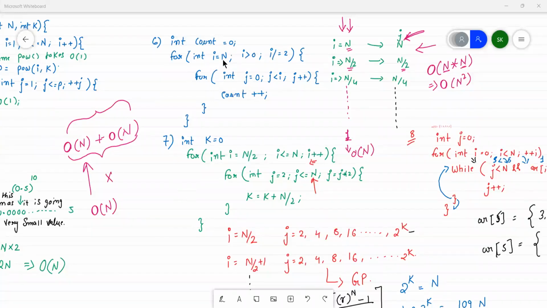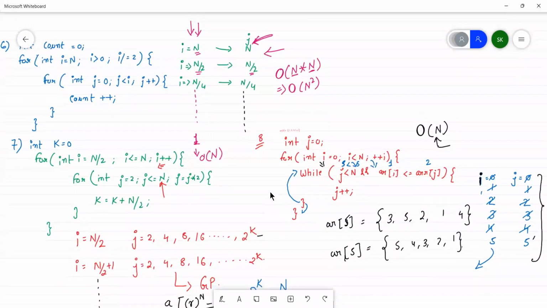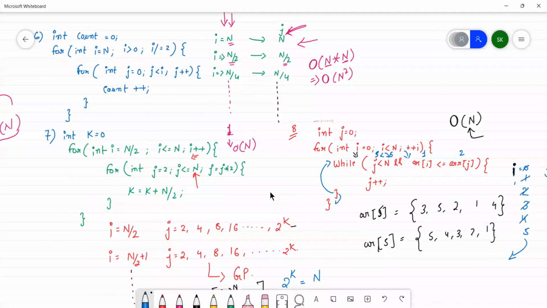But for the first case, you can see if i is equal to n, the inner loop is running for the entire n times. When i is n by 2, then the inner loop is running for n by 2 times, right? So roughly, it is running for somewhere around n. The inner loop, I'm saying every time it is running around n times. Your point is right, it is halving.